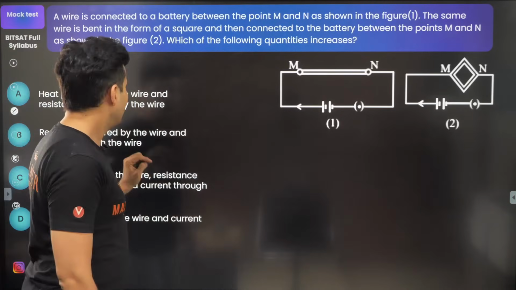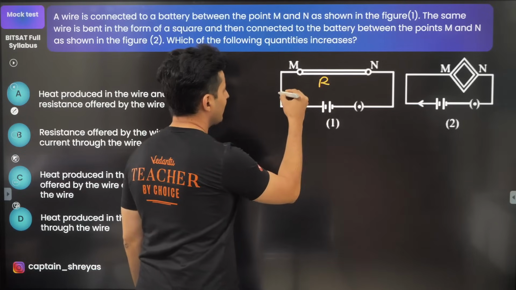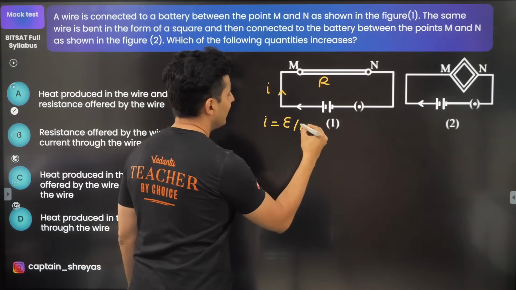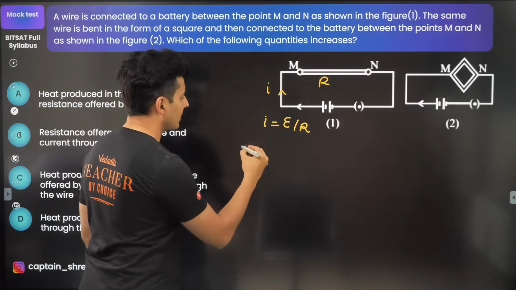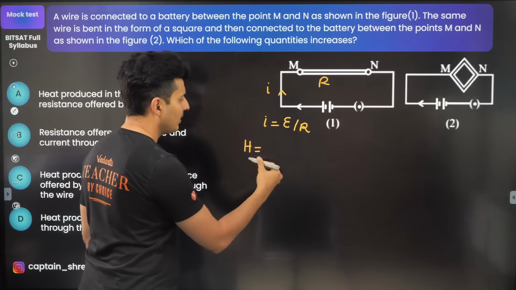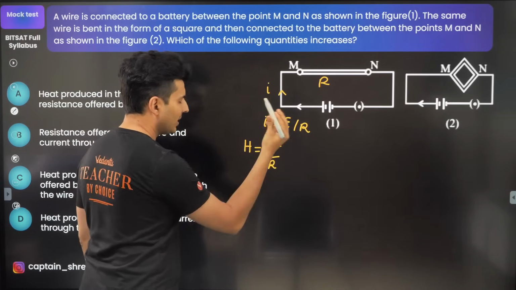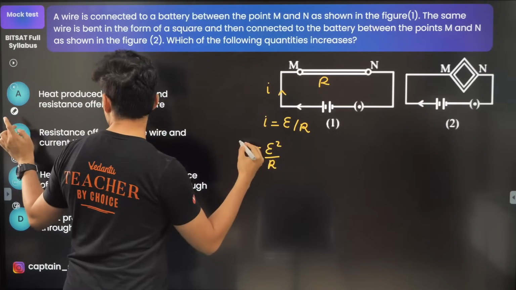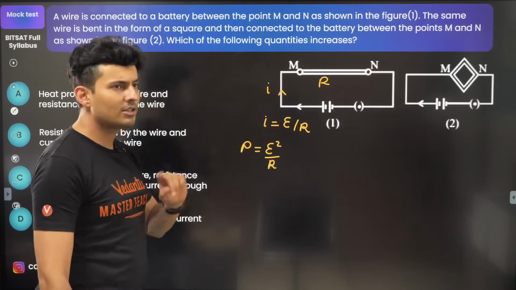First of all, let's assume that the resistance of the wire was R. Let's say the current in the circuit was I. Obviously current will be nothing but E divided by R. Now heat produced in the circuit, or the power loss, will be nothing but E squared by R into time, or if you want power, you can just put power, that is fair enough. So power will be proportional to the heat. So this will be the power loss initially.